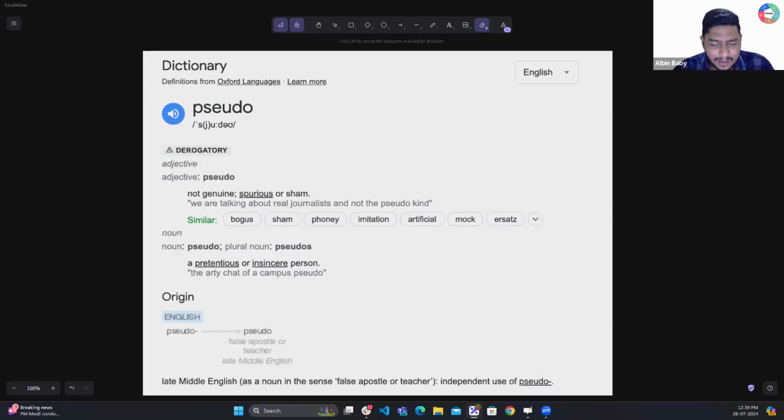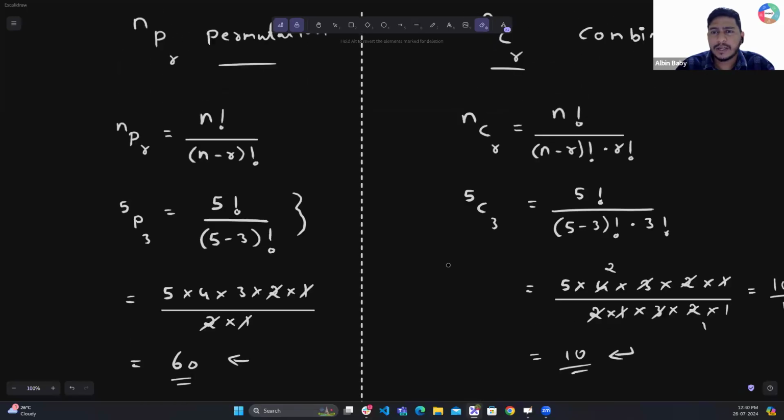I have given so many examples, right? See, NPR and NCR come into place when you need to find permutation or combination. So let's say if you want to take care of the order, you'll go with permutation, NPR. If you don't want to take care of the order, you want any different combination, you'll go with the NCR. Just remember these two formulas. It's simple, not that hard.